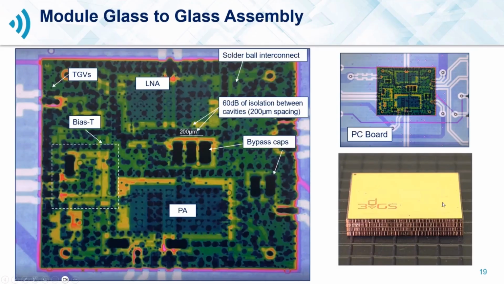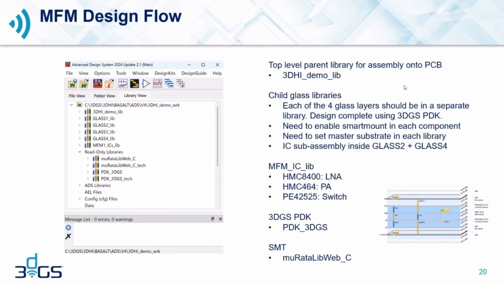Finally, this module was assembled onto a PCB and characterized up to 20 gigahertz. And Nate's going to show you how to implement these details in ADS and compare the simulation results to the measured results from the board that you see here. Finally, this is just how everything is organized inside of ADS in terms of the library configurations on how to do the assembly. The recommended way, there are different ways to put this 3D puzzle together.